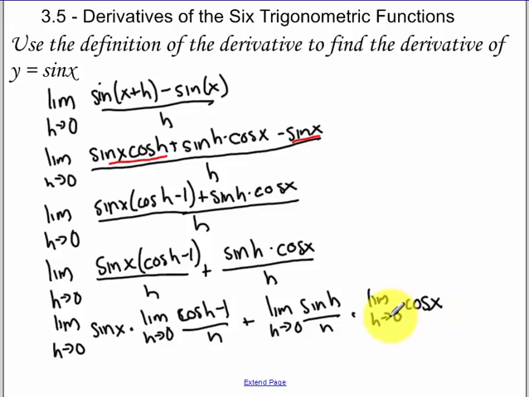Okay, so now it's a matter of remembering. Limit as h goes to 0 of sine of x is just sine of x. Limit as h goes to 0 of the cosine of h minus 1 over h is 0 from our limits chapter. This limit is equal to 1, and that's equal to cosine of x, so that all simplifies to the cosine of x.